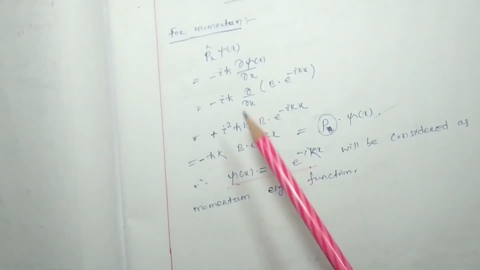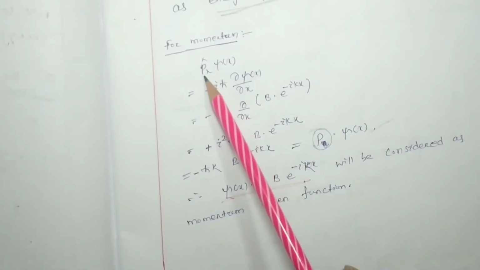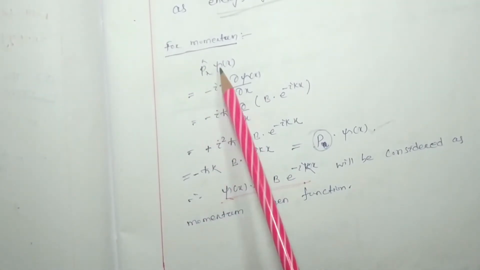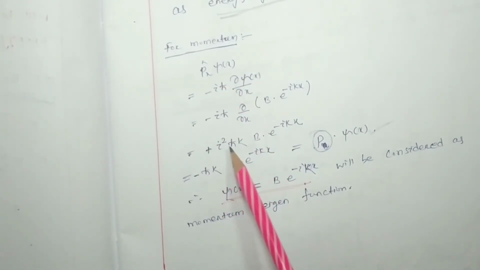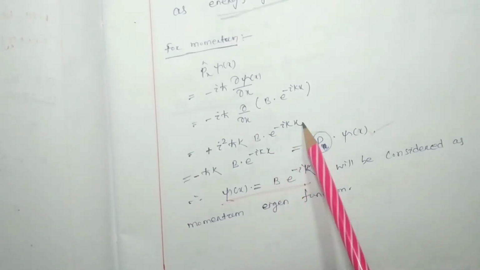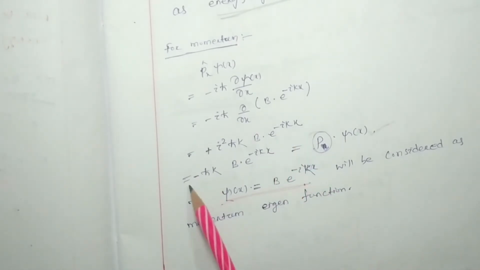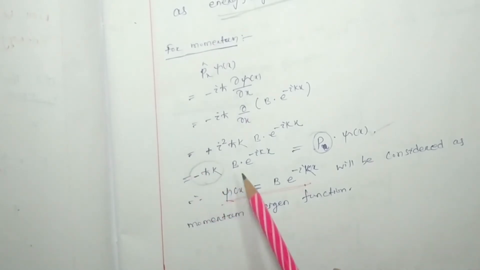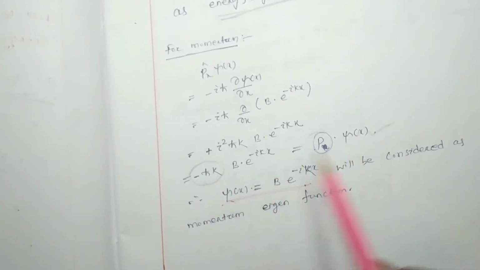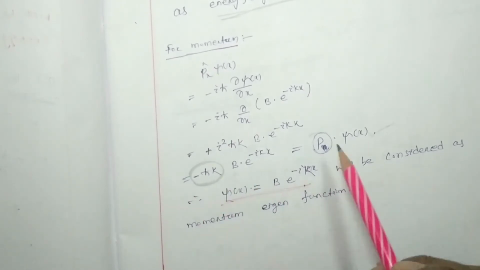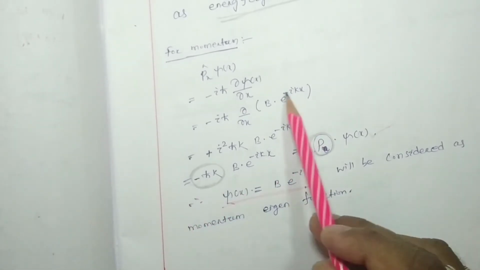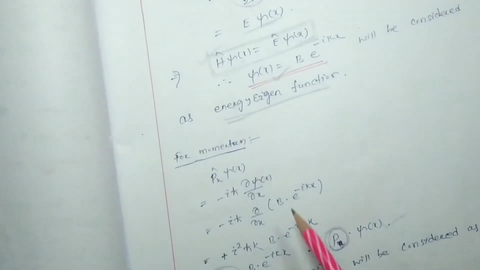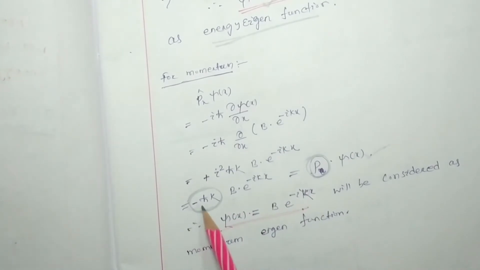Let's see. So this will be, you can pause the video. Here we can operate the momentum operator on psi(x). We found at last that plus i squared h cross b e to the minus ikx, that means minus h cross k b e to the minus ikx. This minus h cross k is also the dimension of momentum; only the negative sign indicates direction. For plus ikx we found h cross k, and for minus ikx we found minus h cross k.